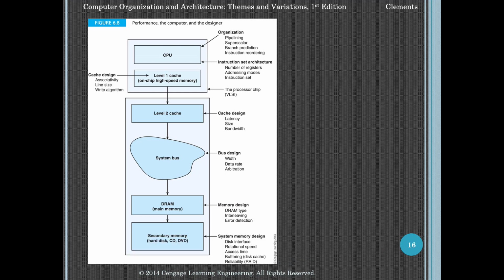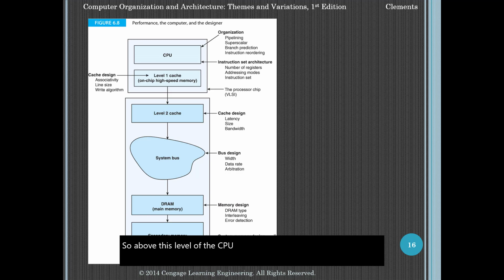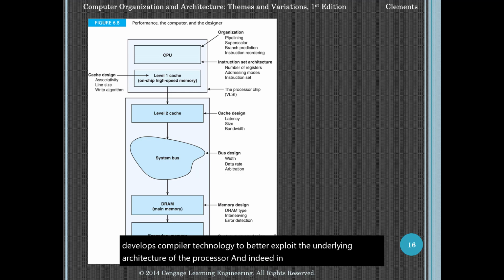So above this level of the CPU, we have the software engineer who develops compiler technology to better exploit the underlying architecture of the processor. And indeed, in today's world, the computer designer and the compiler writer have to work hand in hand in order to really make this the most efficient relationship.